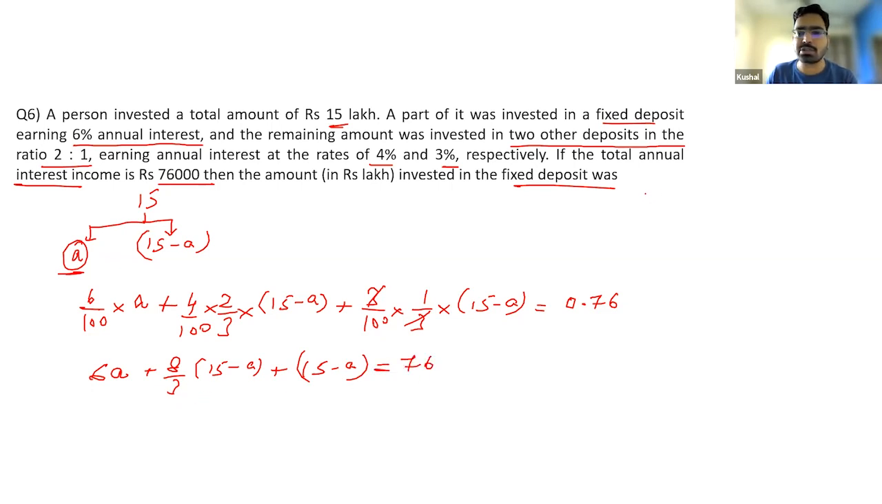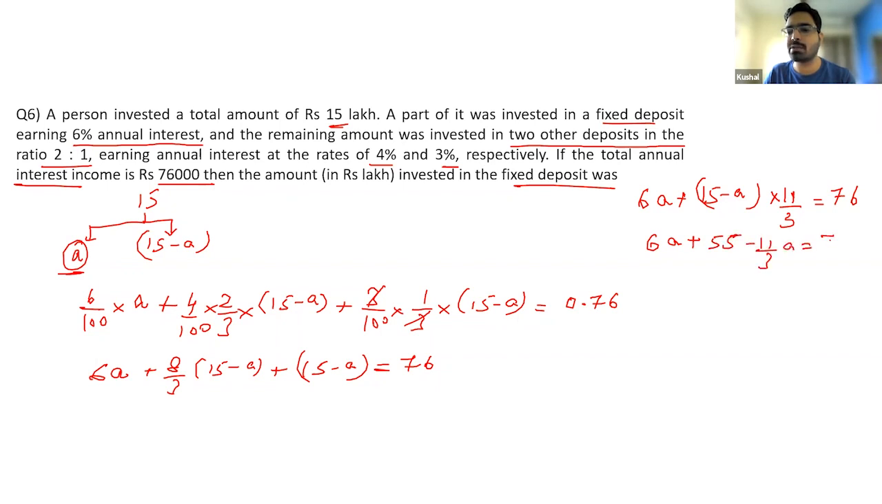We just have to solve this equation. So we are getting 6A plus 15 minus A into 8 by 3 plus 1, which is going to be 11 by 3. And that value should be equal to 76, right? So now let's just try and solve this entire equation. So it will become 6A plus 3 5s are 15, 55 over here, minus 11 by 3A should be equal to 76. If you try to solve this, 6, 18, 18 minus 11, that's going to be 7 by 3A, should be 76 minus 55, that's going to be 21. So 7 3s are 21. A should be equal to 9.